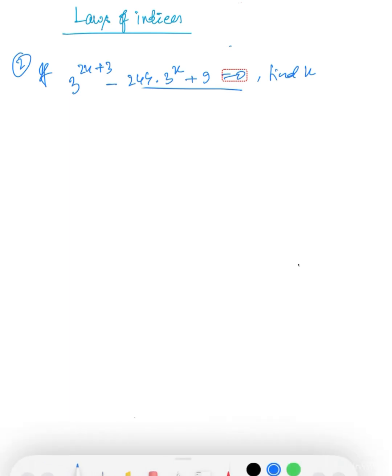If 3 to the power 2x plus 3 minus 244 into 3 to the power x plus 9 equals 0. Find x. This is also a typical problem. You need to understand where we will use factorization.